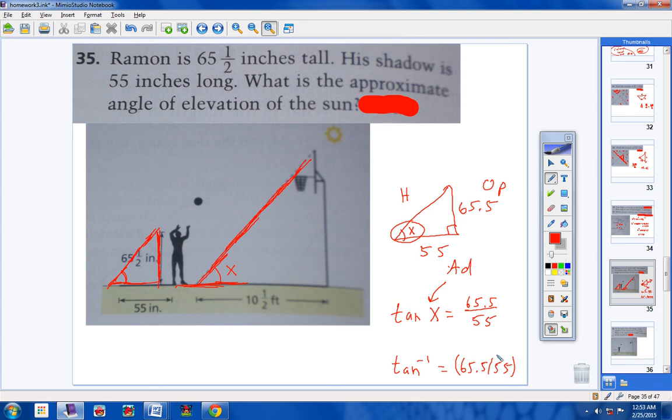Make sure I'm in degrees. And what I'm getting is this. I'm getting the angle is 49.97. So they put 50.0. They rounded to 50.0. Okay, guys, I hope that makes sense. Back it up and watch again if you need to. It's a really good word problem and a really challenging word problem.